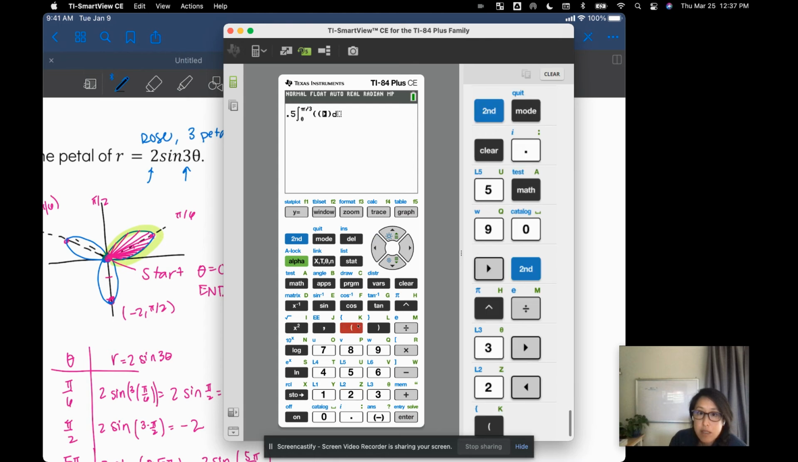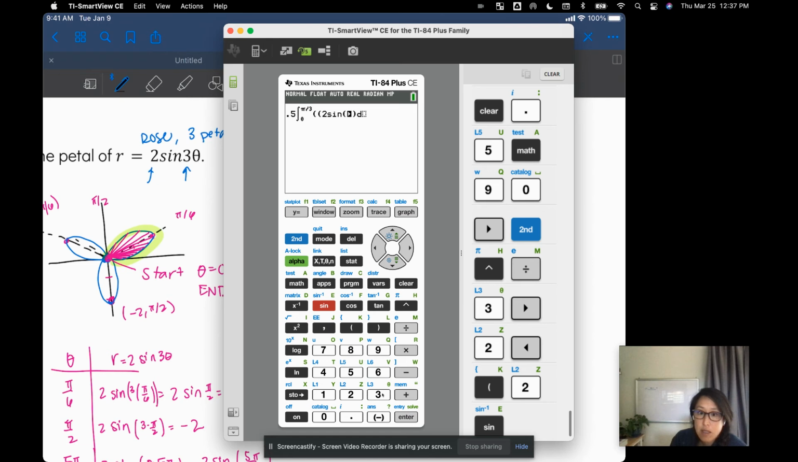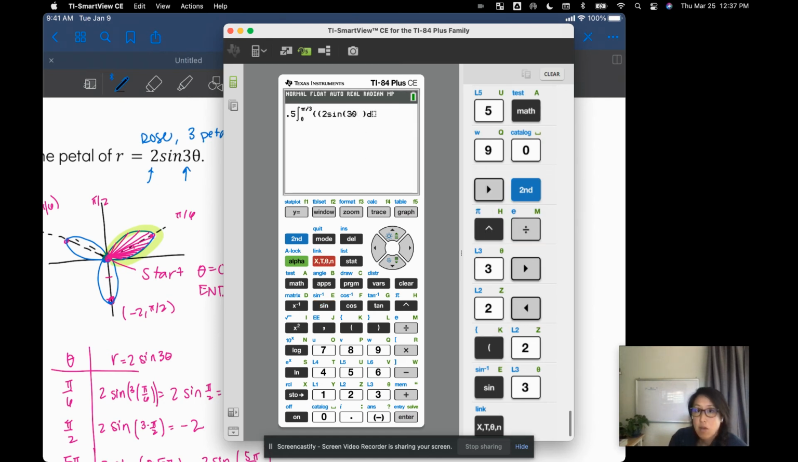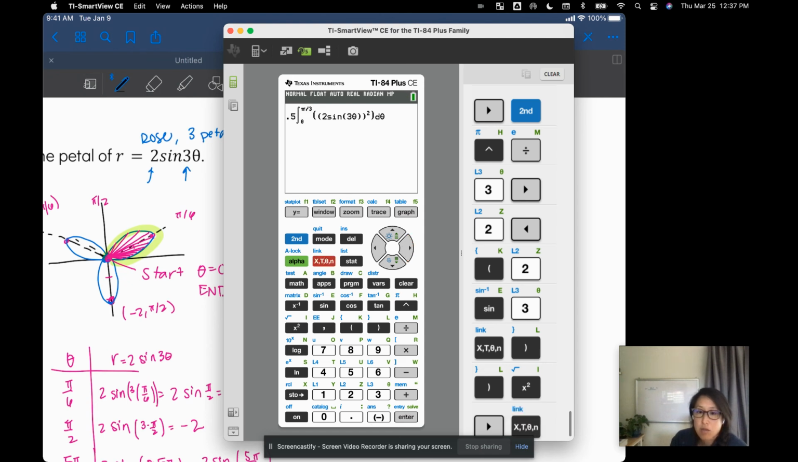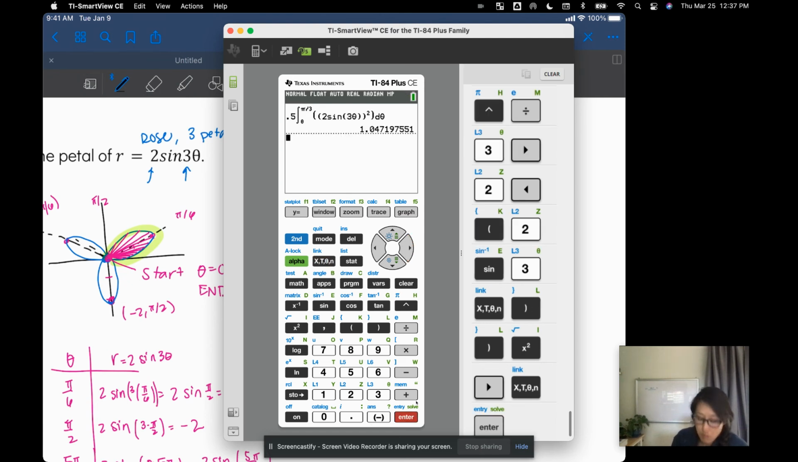I'm actually going to put in a second set of parentheses here. So 2 sine 3 theta. If you're in rectangular mode, you use x, and if you're in polar mode, you use theta, you'll come out with the same answer, okay? And then close my parentheses for the angle. I'm going to close my parentheses for the equation, square that, and then make sure I take the integral with respect to theta.